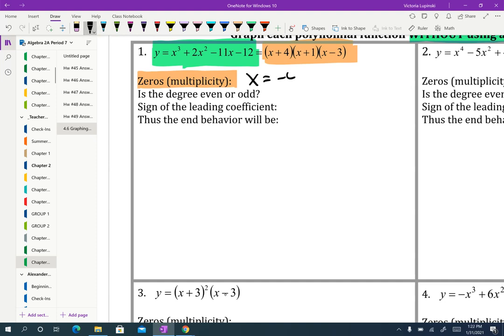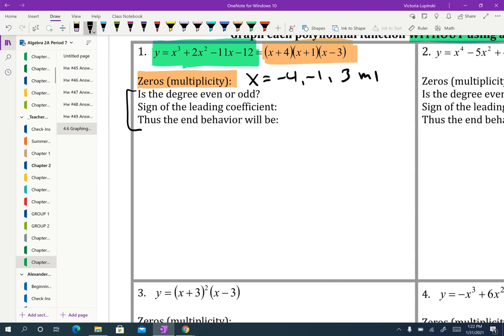So x plus 4 gives you -4, -1, and then +3. Those are all multiplicity ones, which remember you can write or not write. It's implied if you don't say anything. Remember that at a multiplicity one, the graph is going to cross the x-axis at each of those locations.